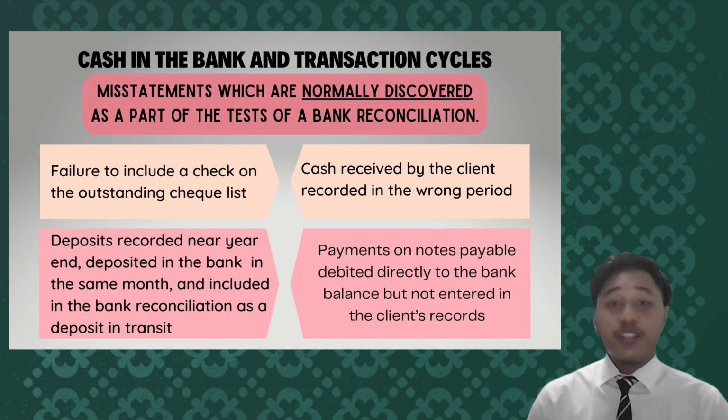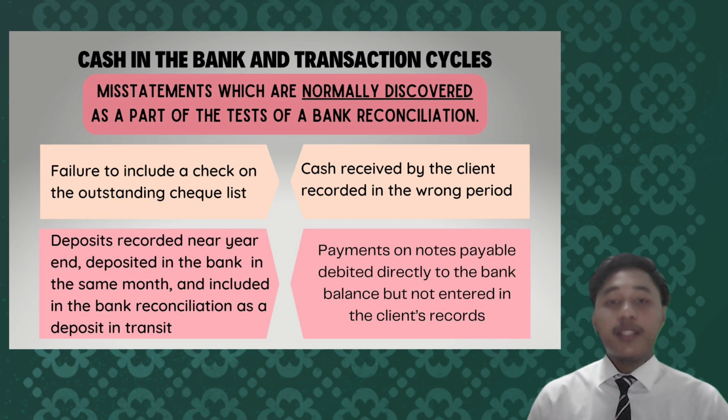Secondly, cash received by the client recorded in the wrong period. So, the check is received subsequent to the balance sheet date but recorded in the current period. This is because a check takes around 3 to 5 days before it can clear. This might happen when the check is received at the balance sheet date, for example in December, but it is recorded on the date the check is cleared, which is in January. So there will be some wrong recording in the period.